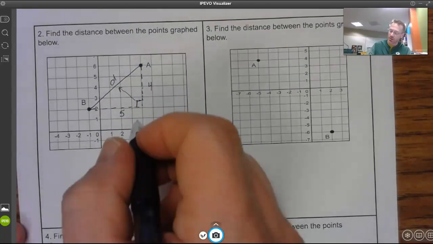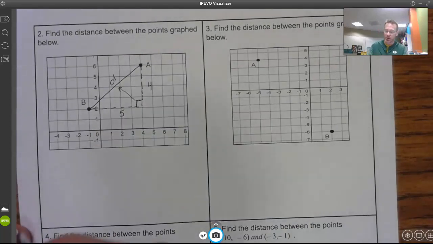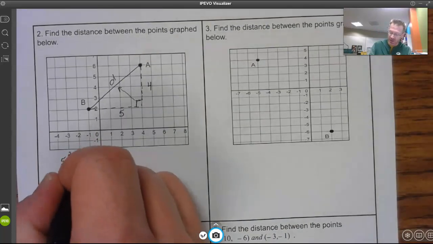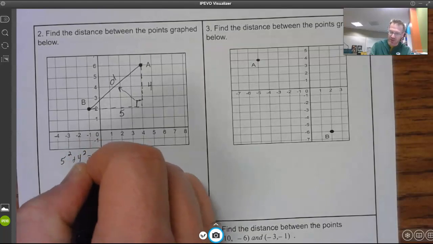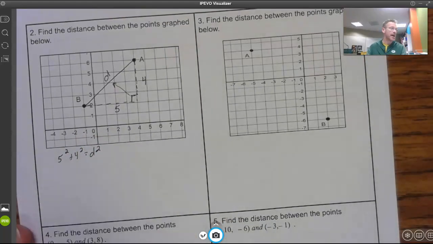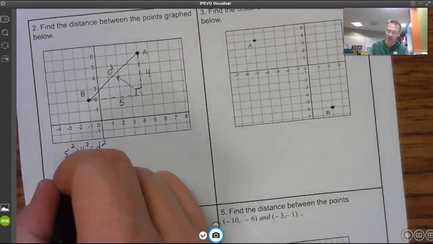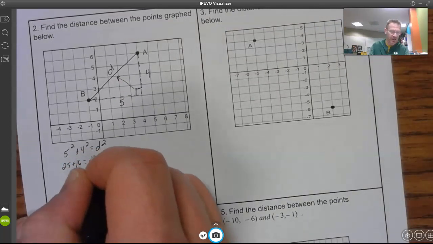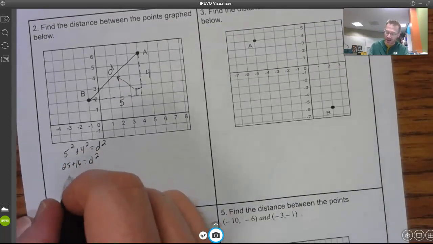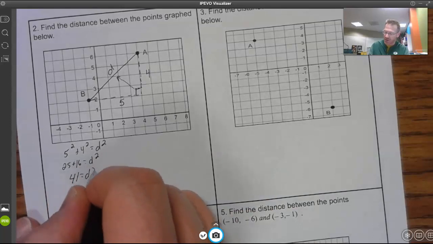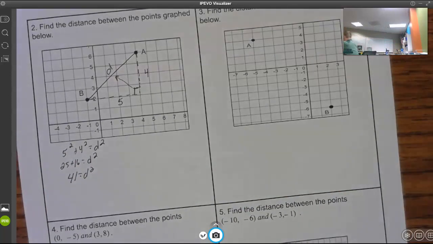Okay, and so, all right, now we can just jump right into the Pythagorean theorem, right? 5 squared plus 4 squared equals D squared. And we just go right through that, right? So 25 plus 16 is equal to d squared, all right? And that is 41 equals d squared. Let me grab my calculator here.